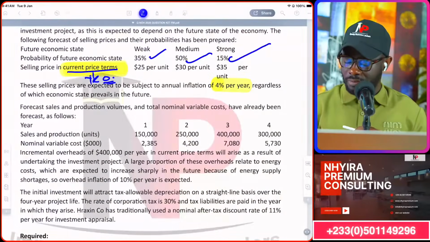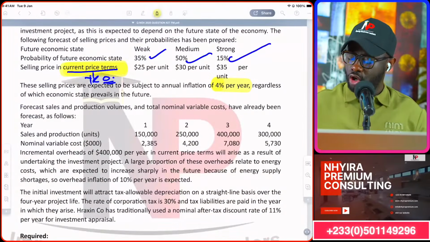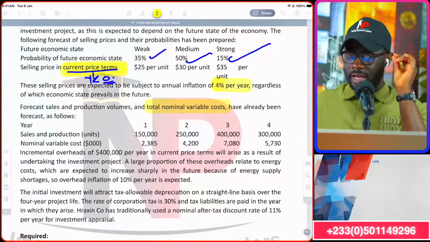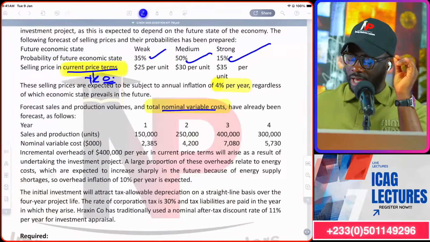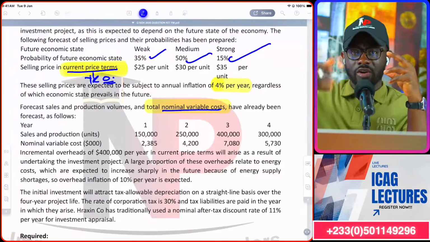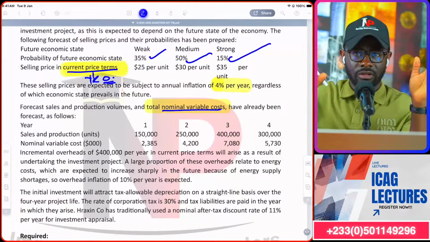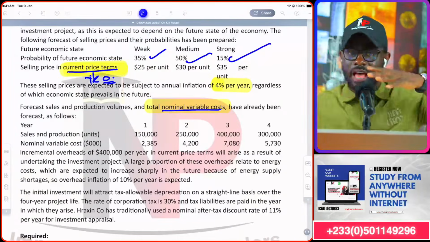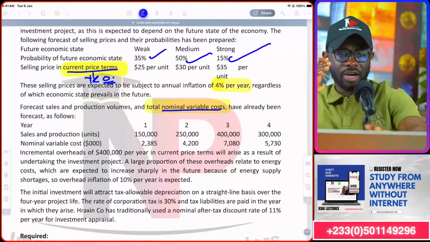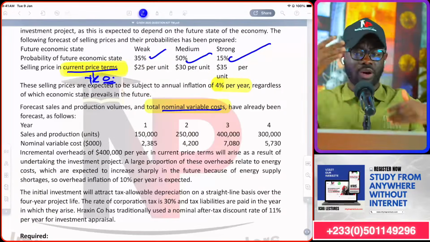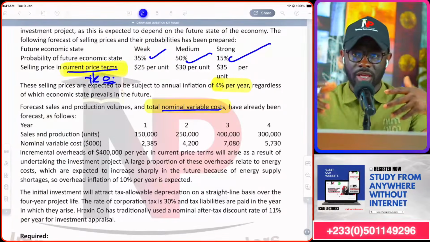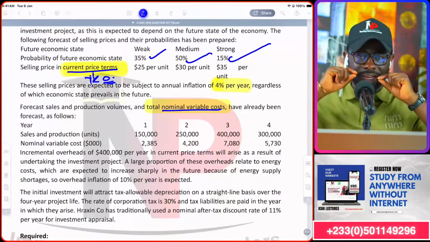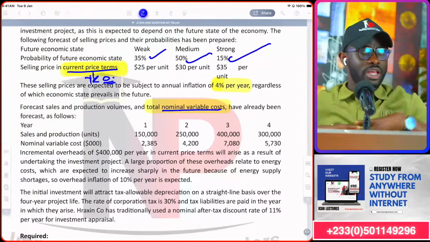Forecast sales and production volume and nominal variable cost. So you got to be careful here. The variable costs are in nominal terms. It means they already include the effect of inflation. Because you have to be mindful, the sales are in nominal terms. It means the variable costs are also in nominal terms. So we don't have to calculate any inflation on them again. They are already in nominal term. If they were in real term or in current terms, then they exclude the effect of inflation.